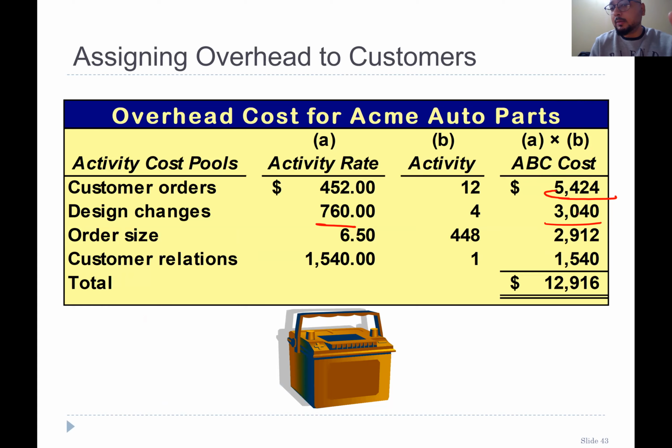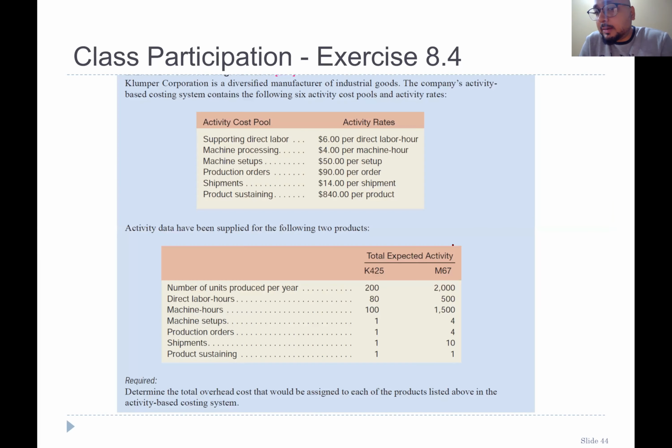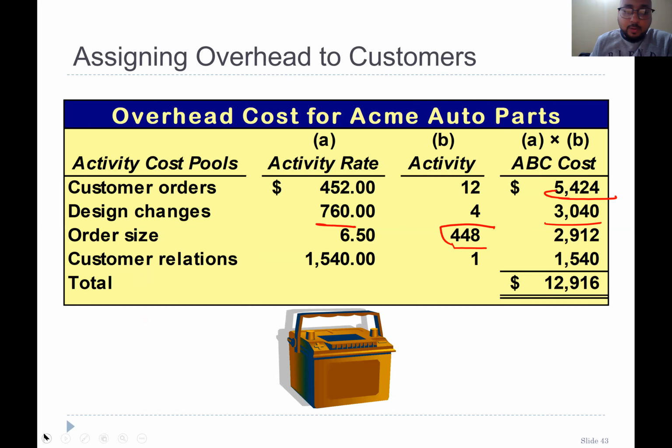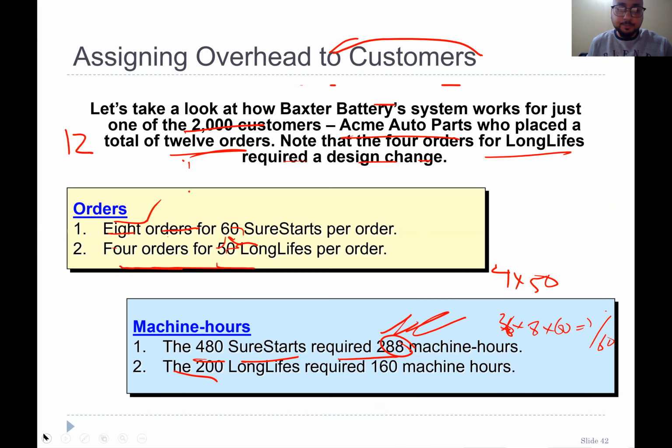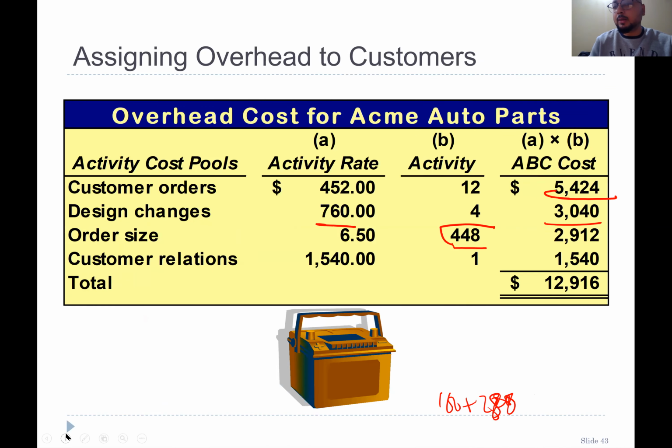Order size, where is this 448 coming from? 448 is 160 plus 288, right? 288 hours. So 160 total machine hours for long life, answer would be 160 plus 288, answer would be 448. Order size is based on machine hours. So total machine hours to fulfill these 12 orders, answer would be 448 hours.